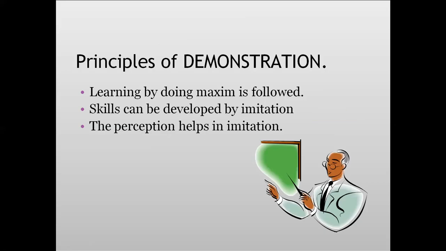Next comes the principles of the demonstration. So what are the principles of the demonstration? Number one, the learning by doing maxim is followed. So by doing the things we are learning. Okay. Then skill can be developed by imitation. The student's skill is developed with the help of imitation because we are observing there. The perception helps in imitation. So when we are seeing the things, we perceive them, and through that it helps in imitation.